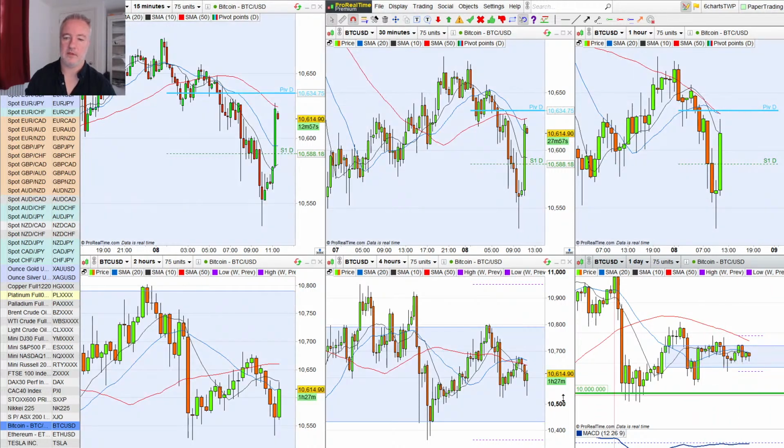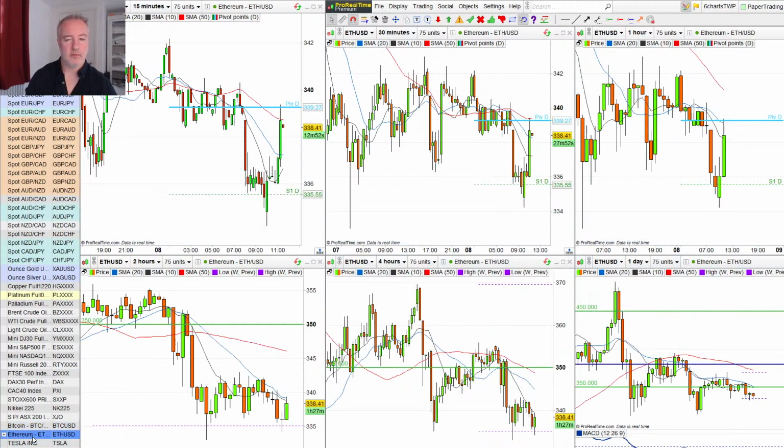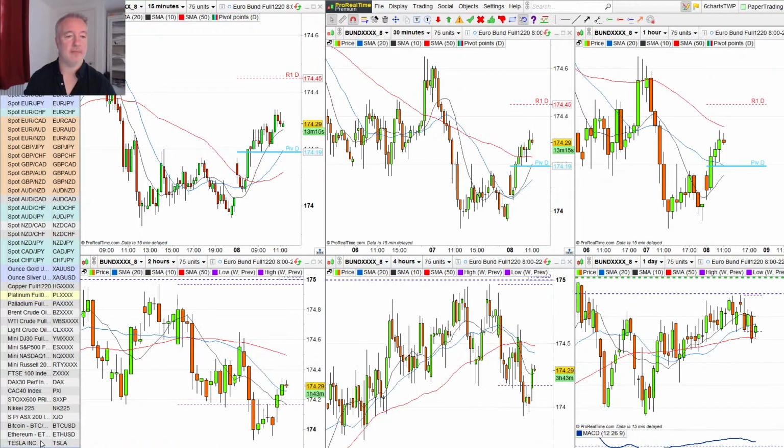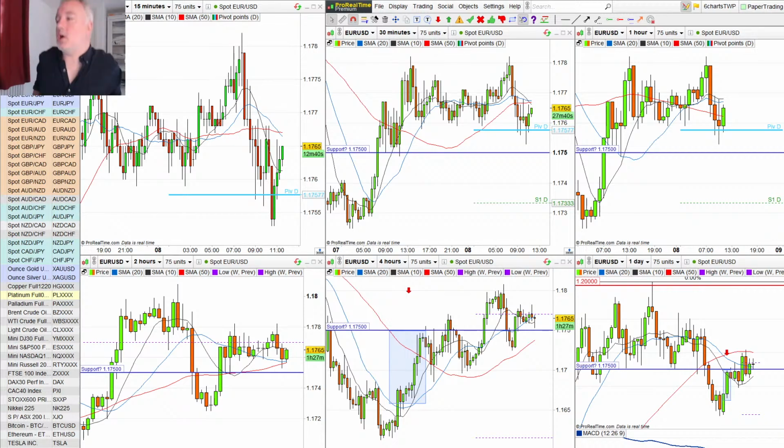Okay. Let's see what happens here. Ethereum, more bearish than bullish. It's got a level of support down here. Looks more bearish than bullish. Doesn't look great. They look terrible. And the Eurobond. Okay. So that's it. I'm not going to keep you guys and girls very long, but that is it.